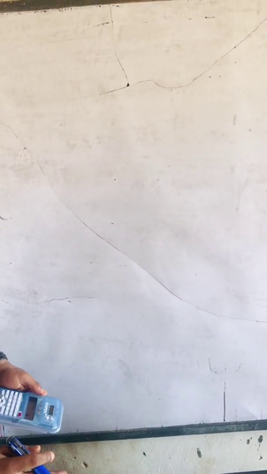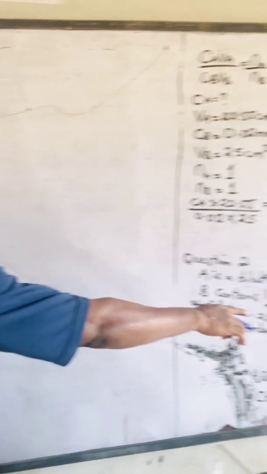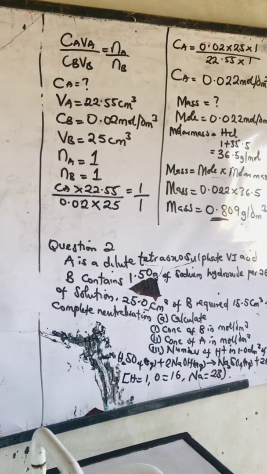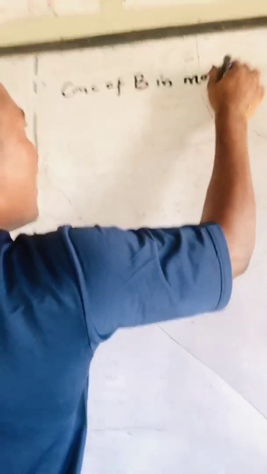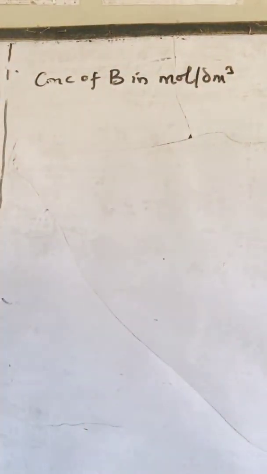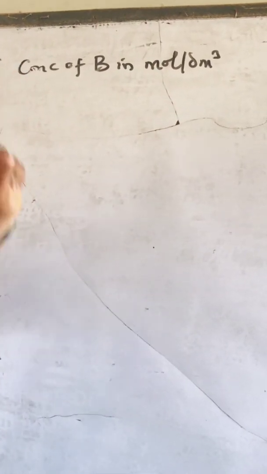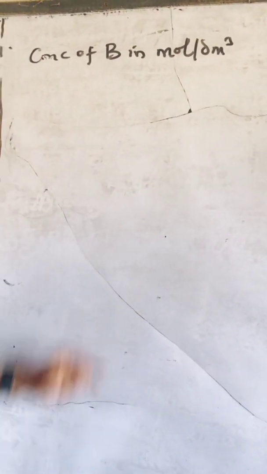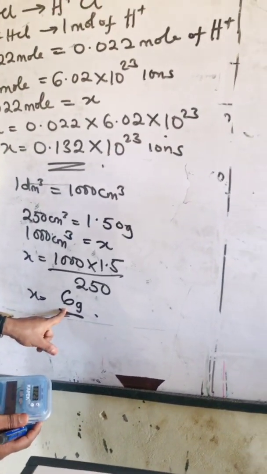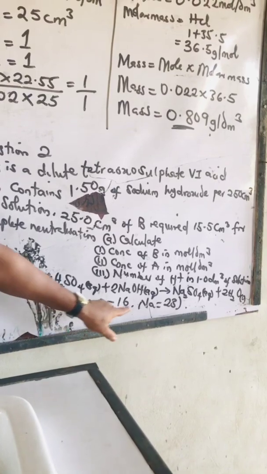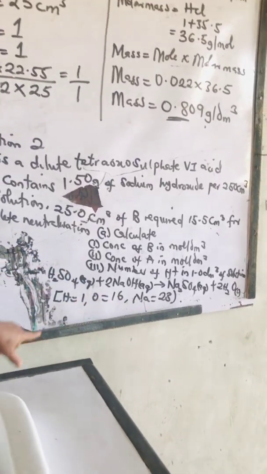Concentration of B in mole per dm cube. Don't forget, we are looking for the concentration of B in mole per dm cube. The first thing I ask myself is the formula for our mole. Do you still remember? Mass over molar mass. Do we have the mass of B? Yes, 6 grams. Okay, that's good. Do we have the molar mass of B? They gave us B to be sodium hydroxide, and they are giving us the atomic mass of sodium, oxygen and hydrogen.